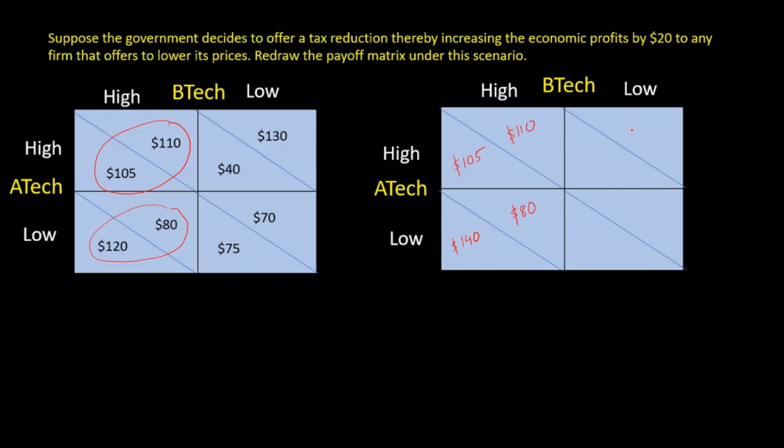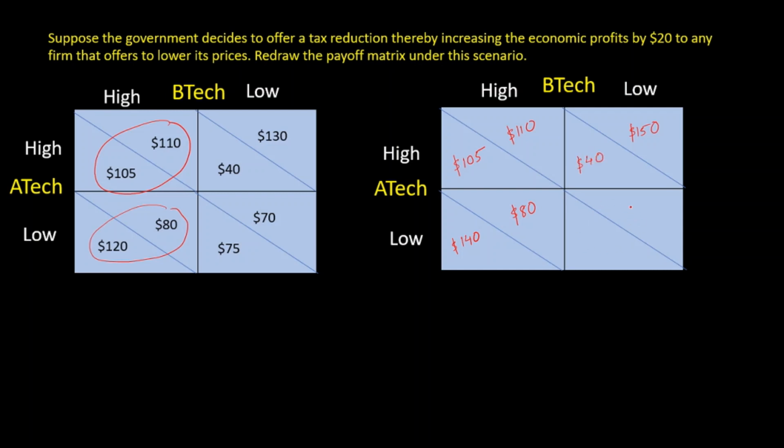So in this case, the economic profit would be 130 plus 20, that is 150. But on the other hand, A Tech is still at high. So A Tech in this area of the matrix would not be able to enjoy the benefits of tax reduction. So the payoffs for A Tech would not change.